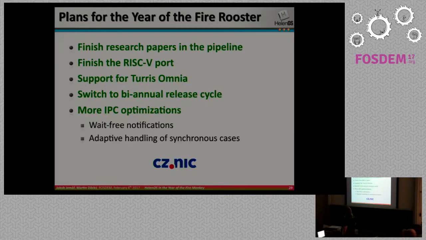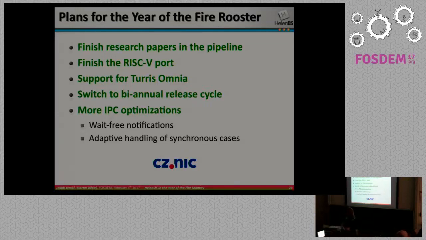We have ongoing cooperation with CZ.NIC, the Czech National Domain Registry. They have this nice project called Turris Omnia. You might have heard about it at last FOSDEM and at this FOSDEM. It's basically a very well-designed home or small office router, and we would really like to fine-tune HelenOS on this particular piece of hardware and then start some interesting collaboration with them.